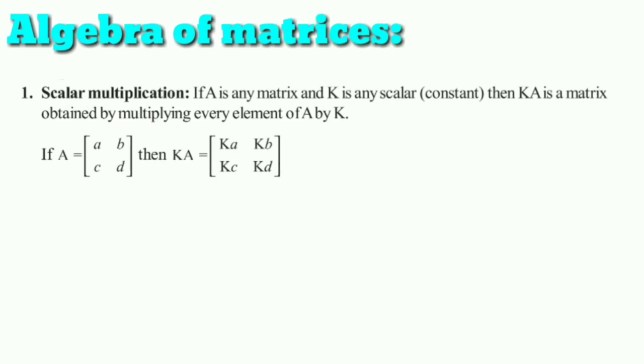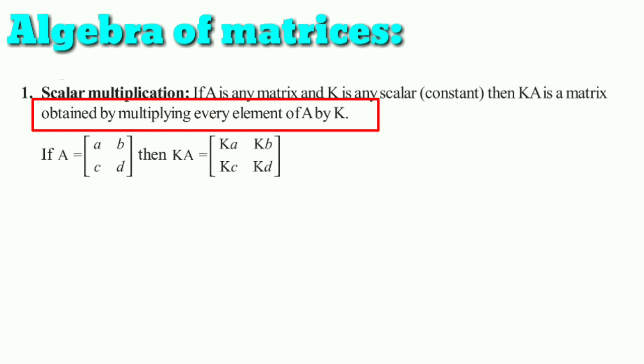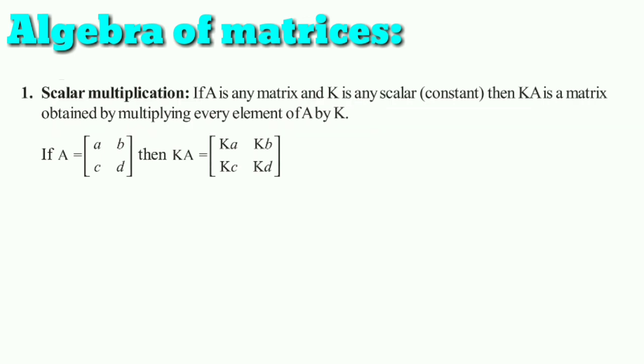Algebra of matrices. Scalar multiplication. If A is any matrix and k is any scalar, some constant, then kA is a matrix obtained by multiplying every element of A by k. If A is equal to [a b; c d], then kA means we need to multiply k to each element of matrix A, that is, each of a, b, c, d. So kA is equal to [ka kb; kc kd].